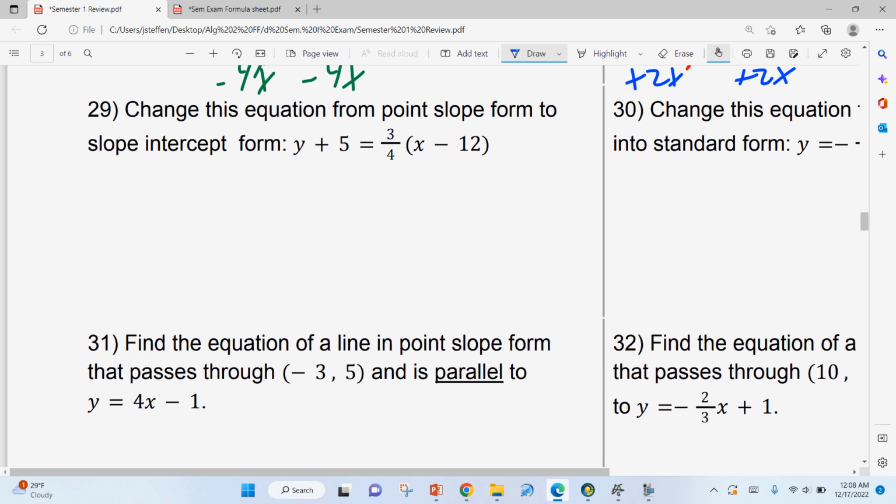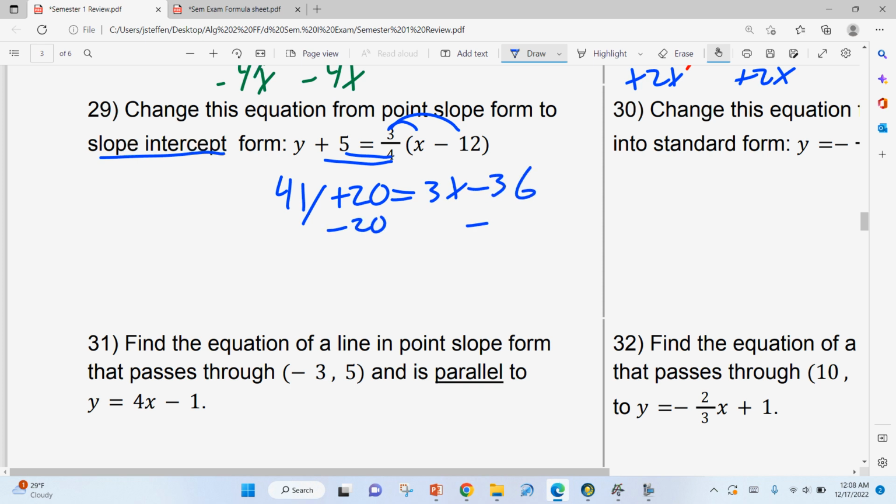Change this equation from point-slope form to slope-intercept. Now we're going. This is what I was thinking. So distribute just like normal. 4y plus 20 is equal to 3x minus 36. And get the y by itself. So subtract the 20.